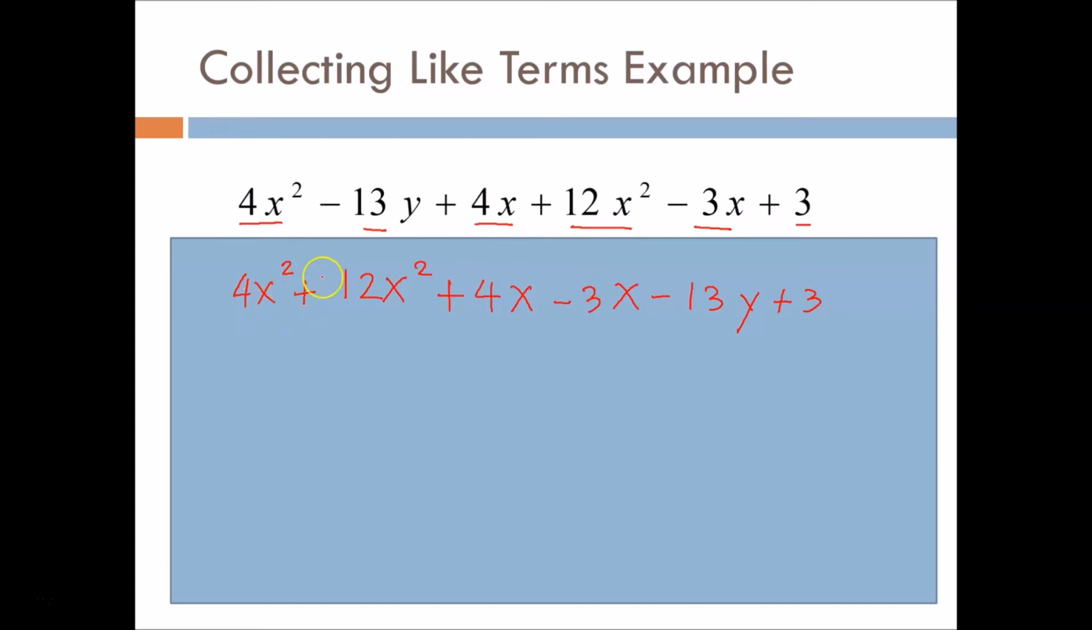At the bottom we have 1, 2, 3, 4, 5, 6 terms, so just make sure that we don't miss anything. Now let's combine like terms. 4 plus 12 is 16, and copy x squared. 4 minus 3 is 1, so that's positive 1x or x. And since negative 13y and plus 3 aren't like terms, we just need to copy them.